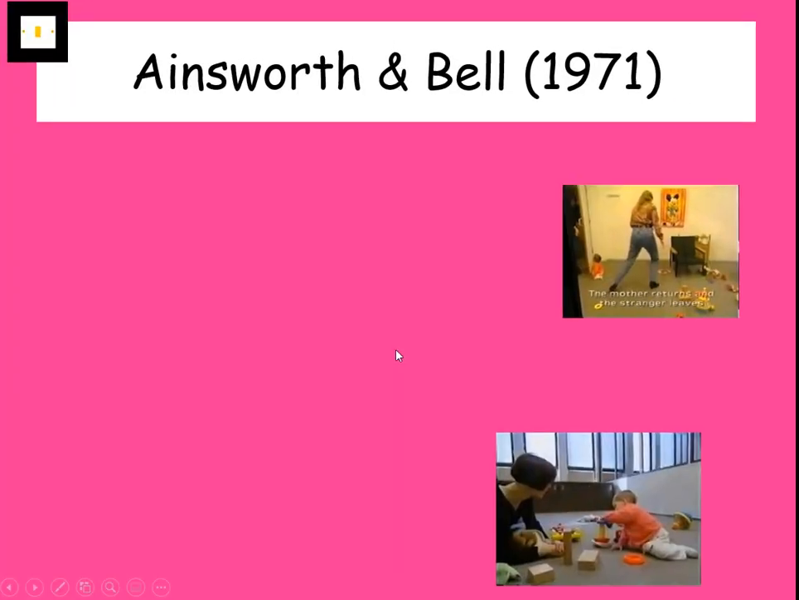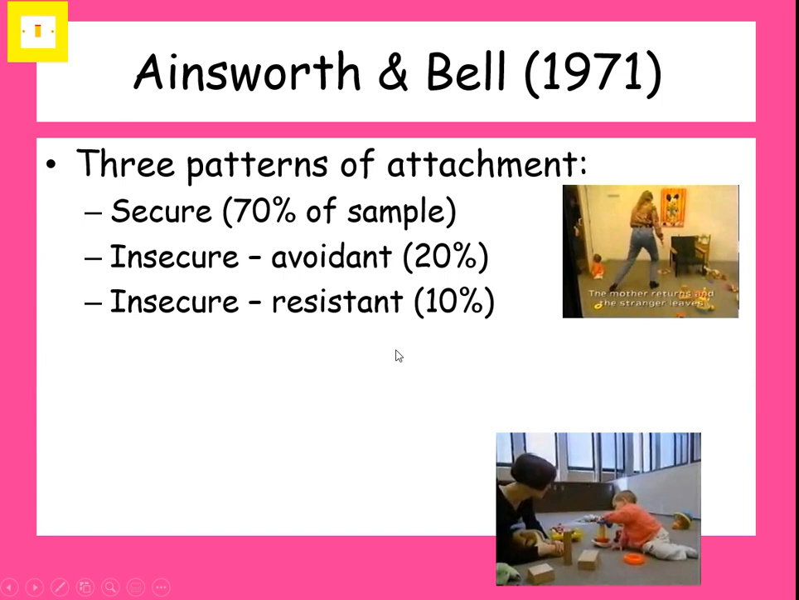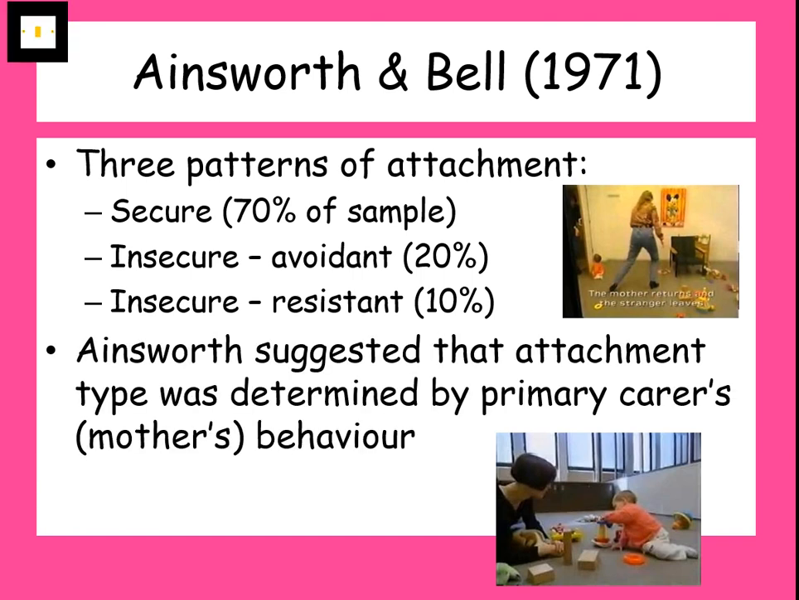So essentially there are 3 types of attachment that were identified by Ainsworth and Bell's study: secure, insecure avoidant and insecure resistant. And you do need to know these figures on the board. You need to know that 70% were securely attached, 20% insecure avoidant and 10% insecure resistant, and you do need to know that it is the primary carer's behaviour that largely determines the attachment type.